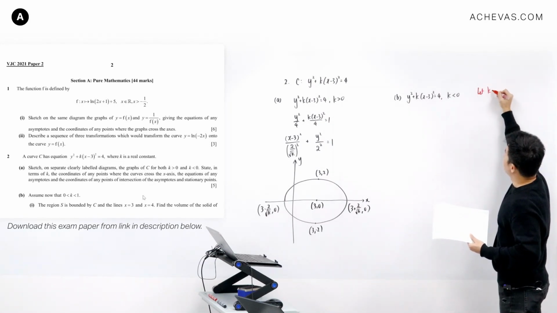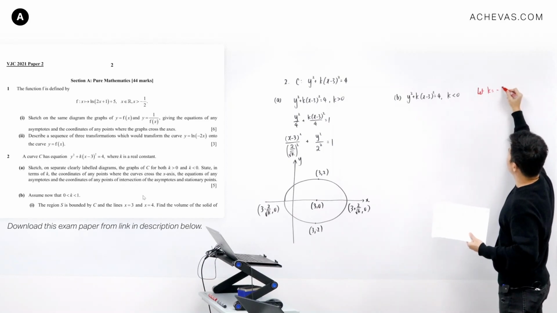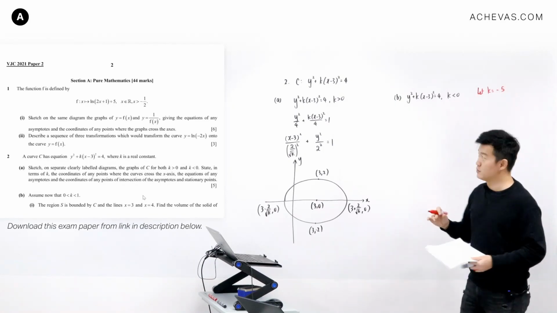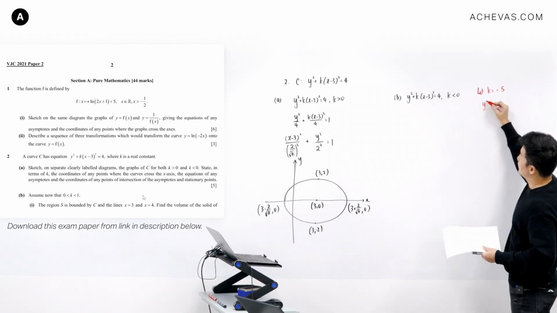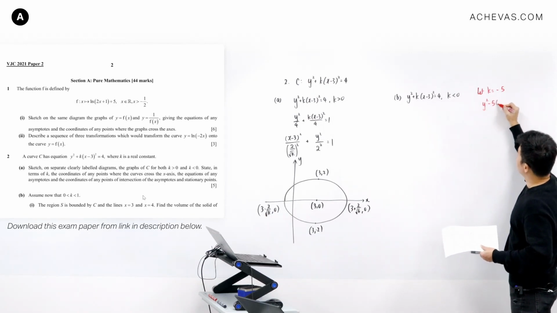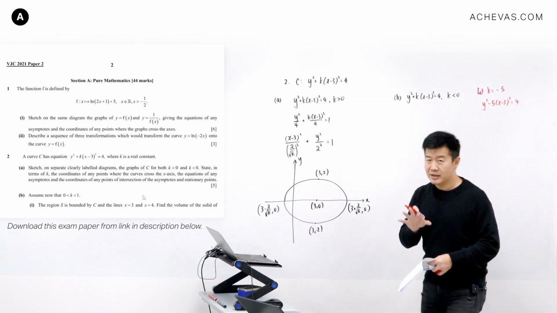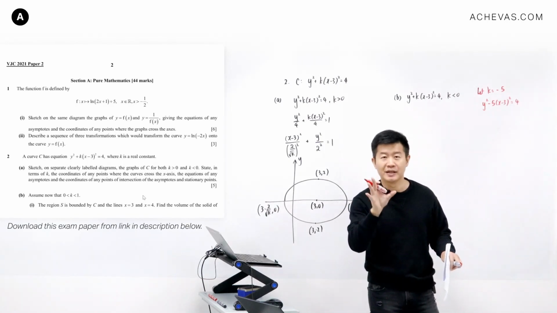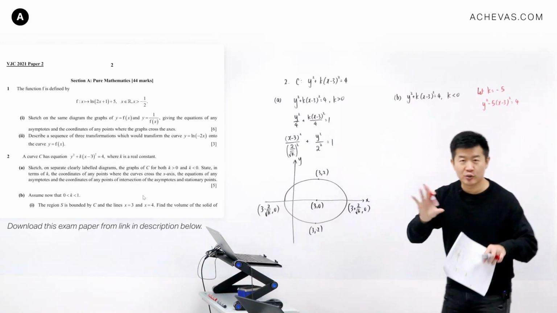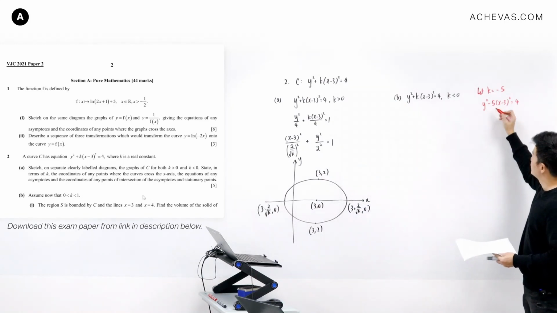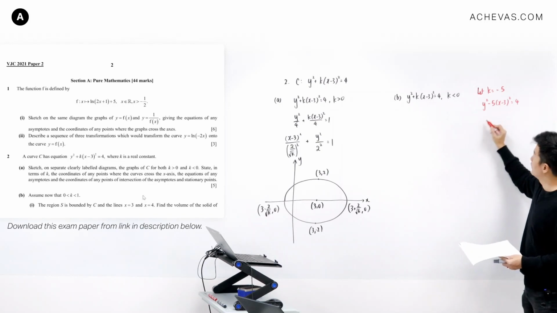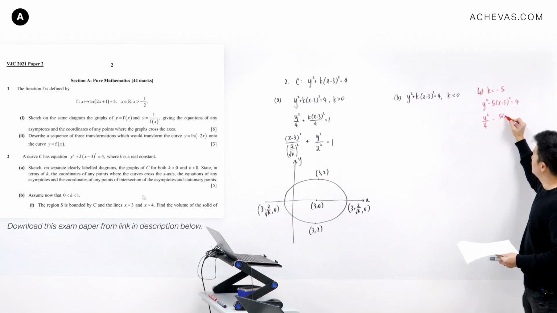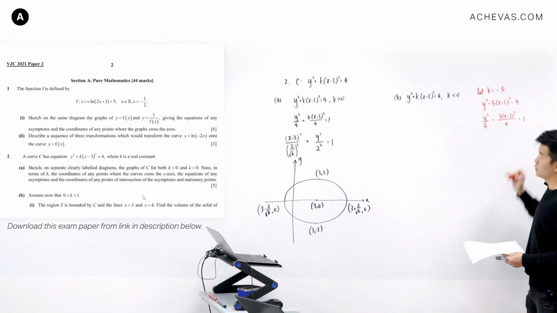If I were to let k be a number that is less than 0, let's say minus 5, then this will become y² - 5(x - 3)² = 4. To me, this becomes obvious: it is going to be a hyperbola. So I'm going to try to manipulate this so that I can get a hyperbola. From here, I'm going to divide by 4 throughout, which will give me y²/4 - 5(x - 3)²/4 = 1.